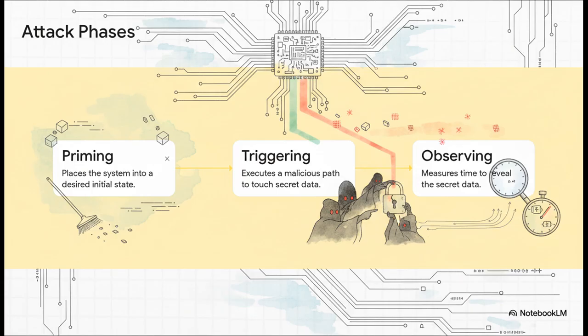To pull off a speculative execution heist, attackers follow 3 precise steps. First, the priming phase places the system into a desired state, like flushing the cache. Next, the triggering phase manipulates the CPU into speculatively executing a malicious path that touches secret data. And finally, the observing phase uses a side channel to measure the exact time it takes to access memory, revealing the secret data that was supposedly discarded.